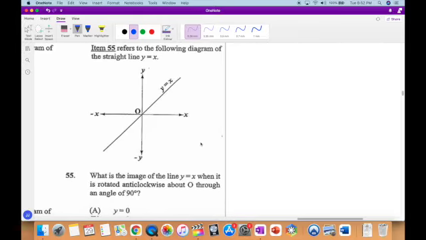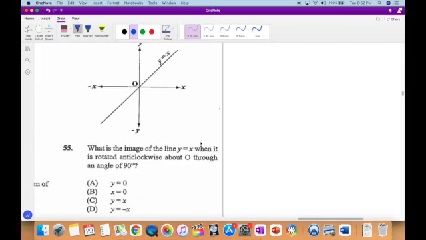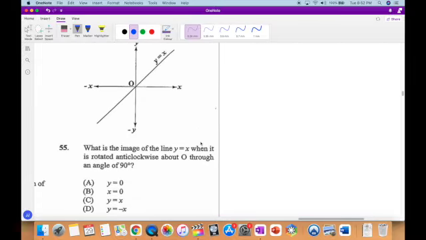Refer to the following diagram of a straight line, y is equal to x. What is the image of the line y is equal to x when it is rotated anti-clockwise about O through 90 degrees? Well, a 90 degree rotation will give me this. So this is what the line is going to look like, and that is the line y is equal to -x. So the answer is D.